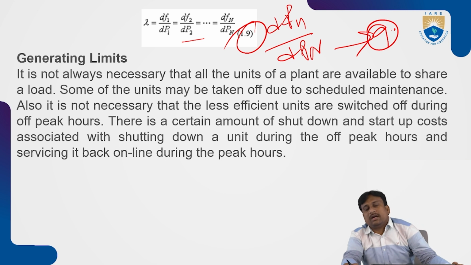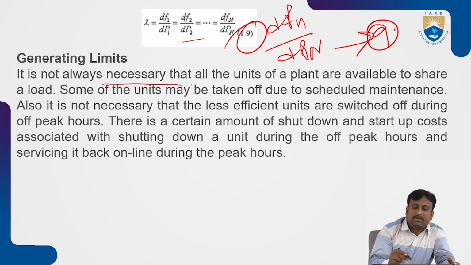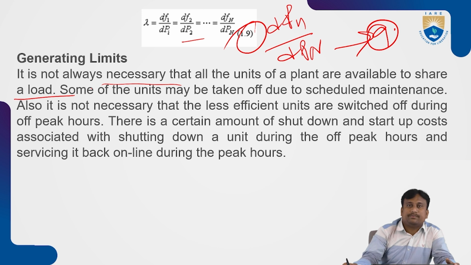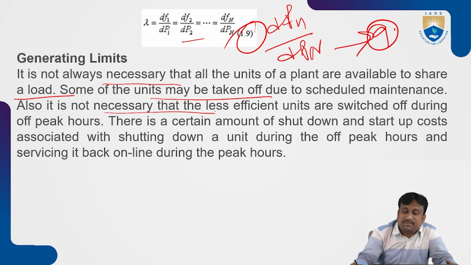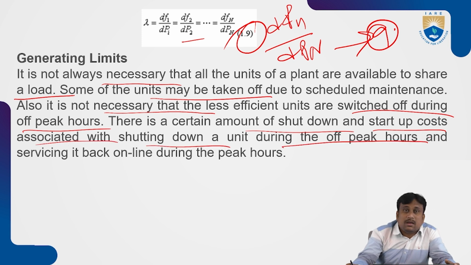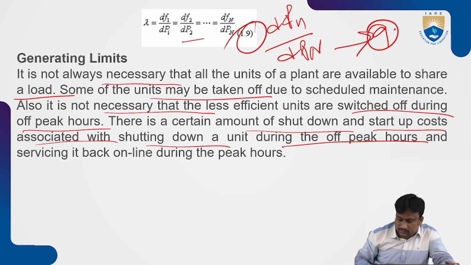When you are considering the generating limits for n number of units, it is not always necessary that all the units of the plant are available to share a given load. Some of the units may be taken off due to scheduled maintenance, and it is also not necessary that less efficient units are switched off during the off-peak hours. There is a certain amount of shutdown time and startup cost associated with shutting down the units during off-peak hours and bringing them back online during the peak hours.